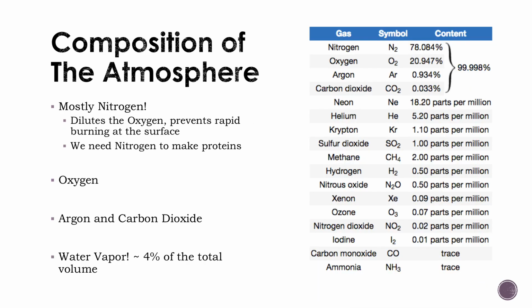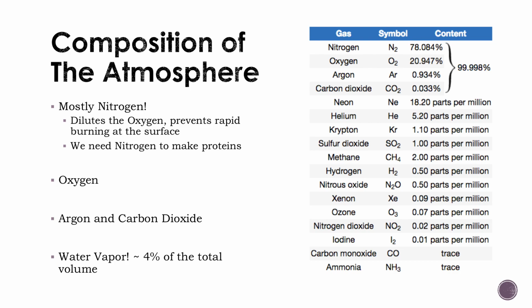What about the composition of the atmosphere? What are the gases and what are the different components of the atmosphere, of the air that we breathe? Well, it's mostly nitrogen. So you might be like, well, isn't it oxygen? Don't we need oxygen to breathe? Oxygen is there too, but the atmosphere is mostly nitrogen.